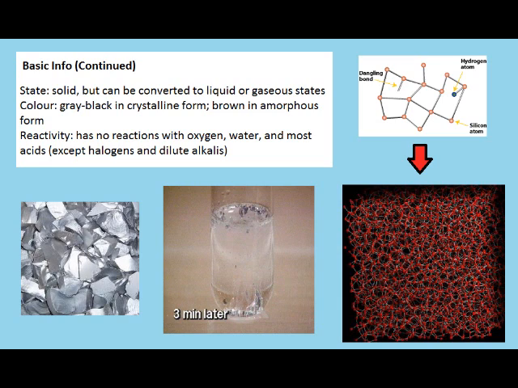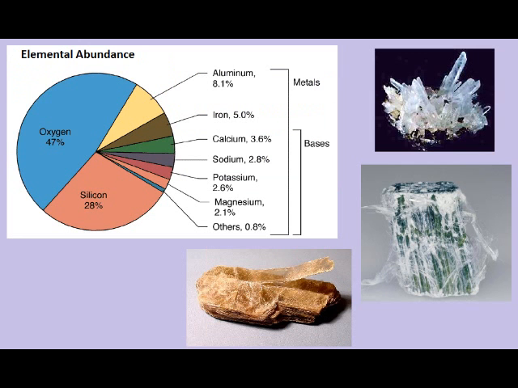Silicon does not react with oxygen, water, and most acids, but there are some exceptions. The picture at the bottom shows crystalline silicon reacting with a certain base. The reactions tend to be slow, but can be speeded up with temperature or gravitation.